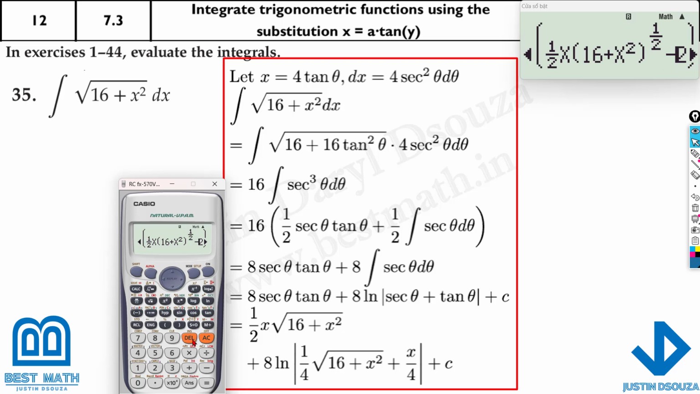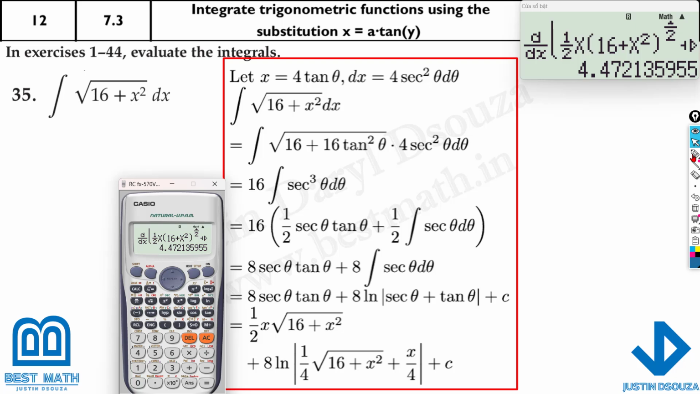And here we have plus 8 times ln, then shift absolute value. 1/4 is 0.25, or you can write 1/4 multiplied with the square root of 16 plus x squared. And then plus x divided by 4. And now you need to close the bracket after the absolute value, and let's take it at 2 itself. Here we go. The answer here is 4.47. Let me write it out over here. 4.47. You must get that same value here as well.